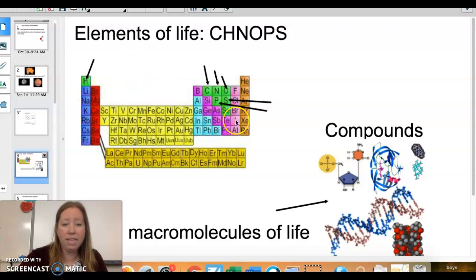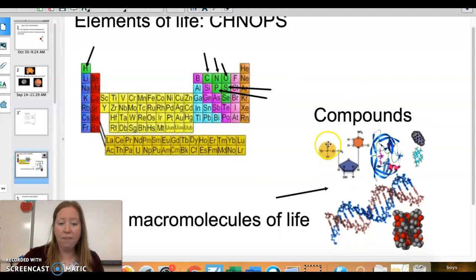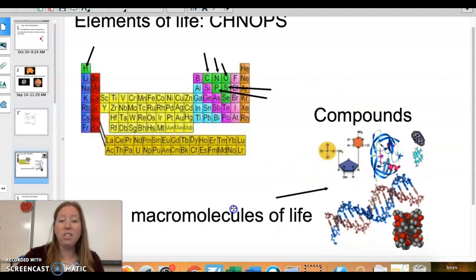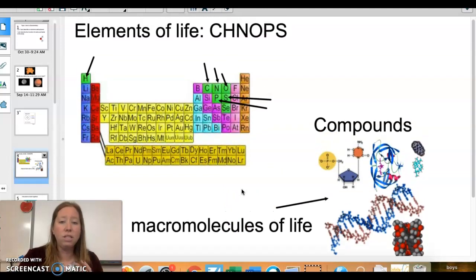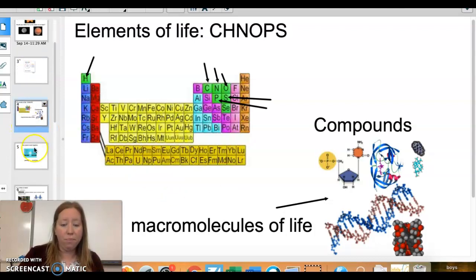So you can see on the periodic table, these are the elements of life, and they're very important. They're called CHNOPS, and they are bonded together in varieties of different ways to make compounds that are important to life. In this unit, we're going to be learning about the macromolecules, so how carbon, hydrogen, nitrogen, oxygen, phosphorus, and sulfur bond together in different ways to make really important molecules for our body. We're going to be learning about those later on in the unit.